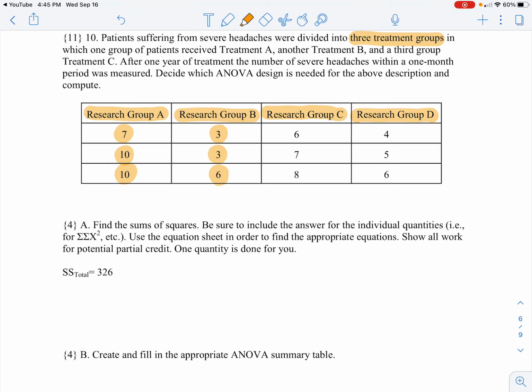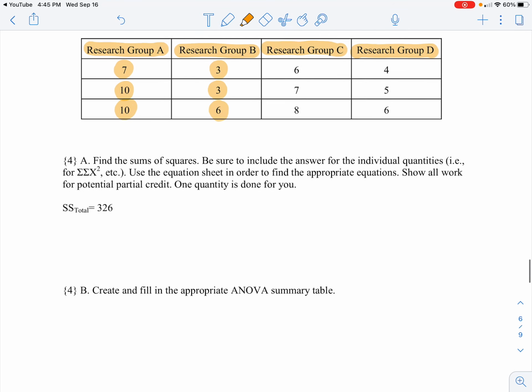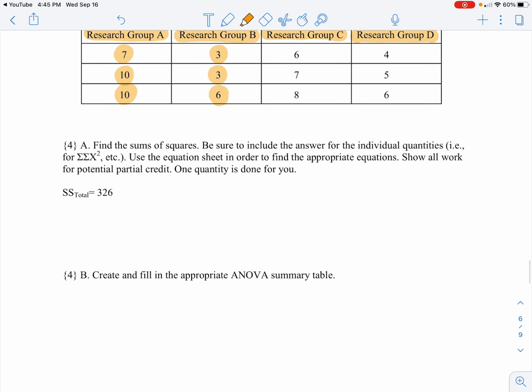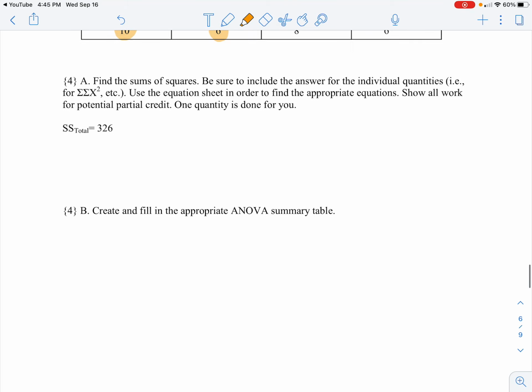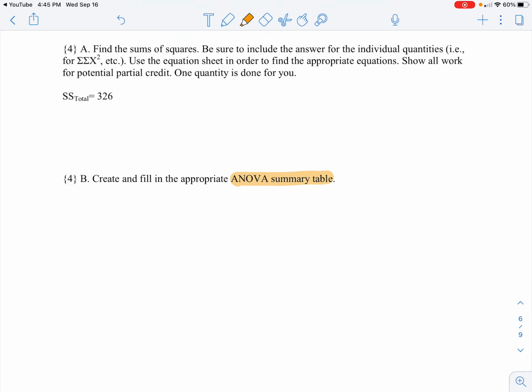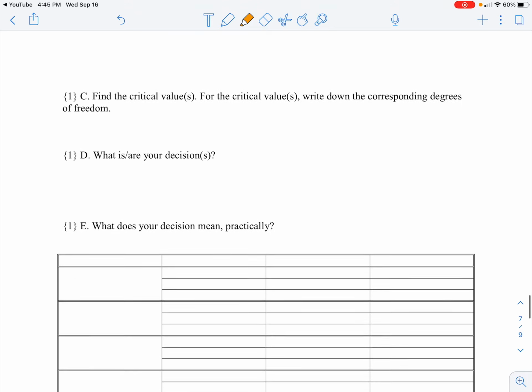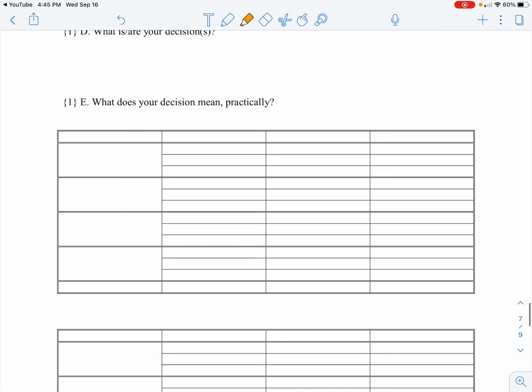So first of all, you want to decide which ANOVA design is needed for this description. Well, in our case, you've only studied between groups ANOVA, so you know it's between groups. We'll talk about some other ones later. Next, you want to calculate out the sums of squares, okay? So what I've done is I've given you an ANOVA summary table before, but what you'll notice is this table looks a lot more blank than your earlier ones. So if you want, you can pull out your old worksheets and figure out, what do we write in here?